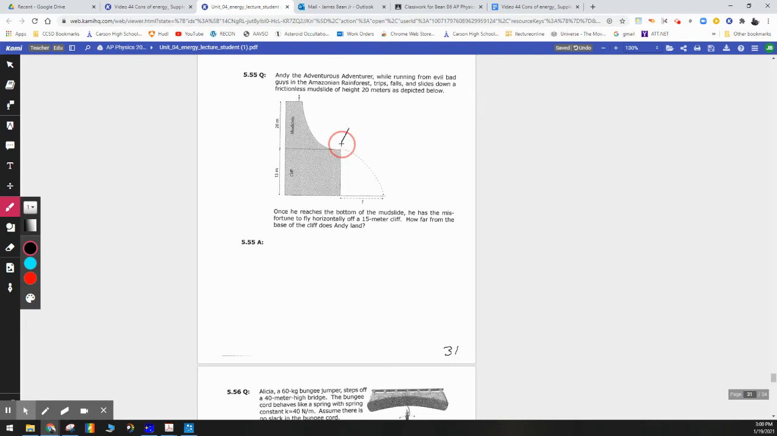I need to know at this location here, what is V? Once I know that, this becomes a projectile motion problem. And we should have some familiarity with projectile motion problems. Okay, all right, we'll hit pause.